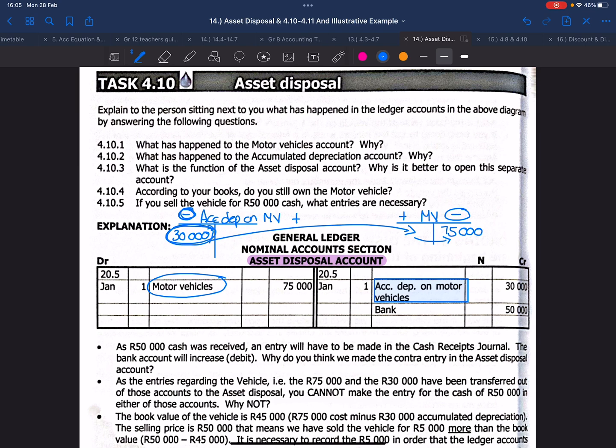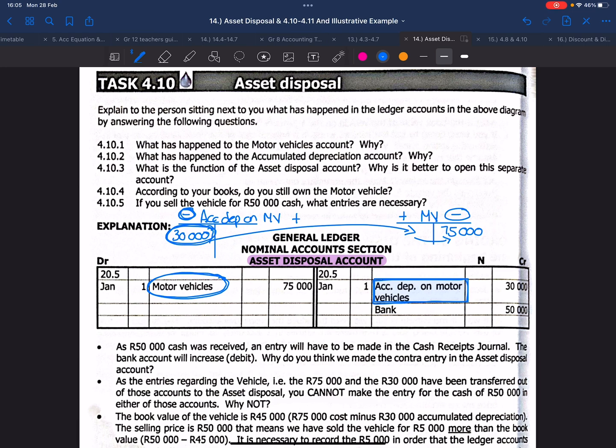Then it says, what is the function of the asset disposal account and why is it better to open this separate account? So the reason we have this account is because it brings all the entries together with the sale of a vehicle. We're dealing with a vehicle in this instance, but it would deal with the sale of any asset. So it brings all those transactions together. We can then see the cost of the vehicle that was sold in our asset disposal account. We can then see all the previous accumulated depreciation on this motor vehicle in one T account.